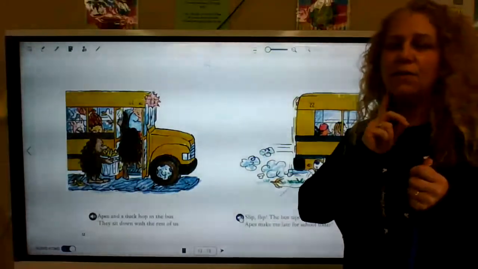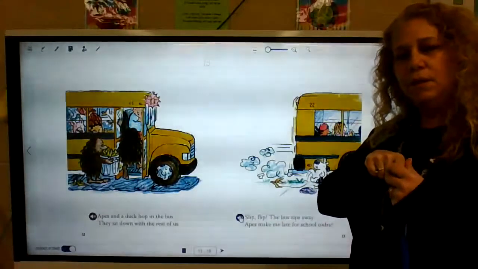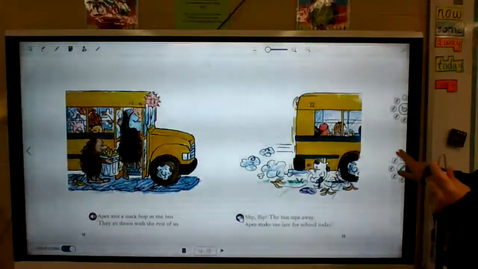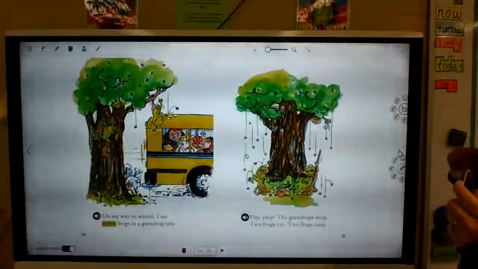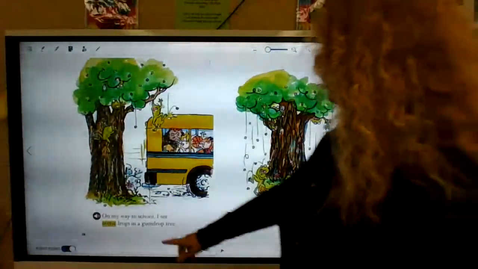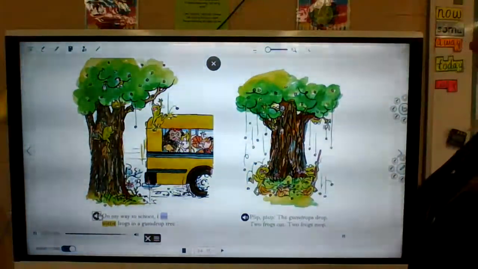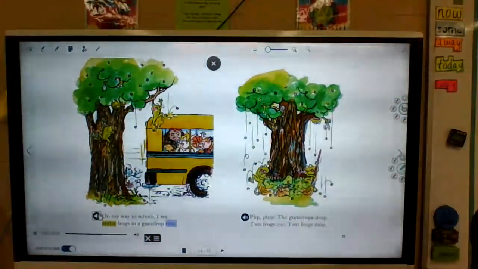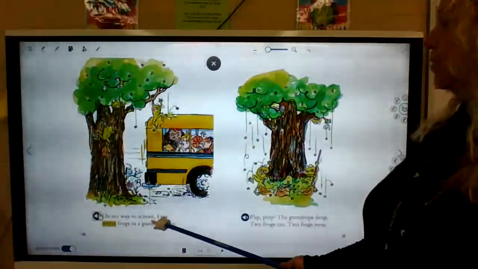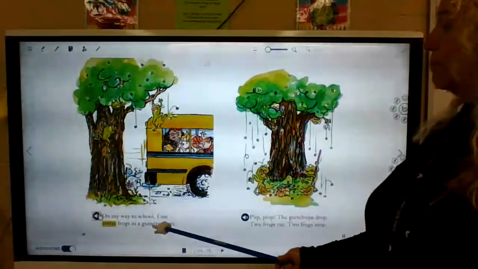Predict, if you thought another animal, maybe predict what kind of animal. I know the title page kind of showed us some of the animals, so you might already know. Oh, frogs. Okay, let's see. On my way to school, I see some frogs in a gumdrop tree.